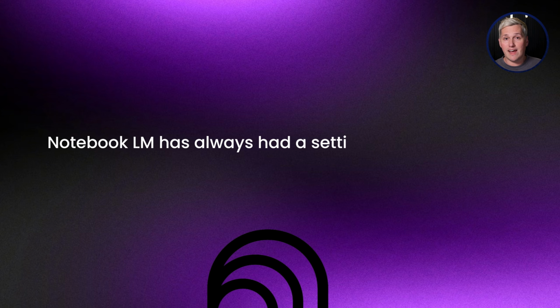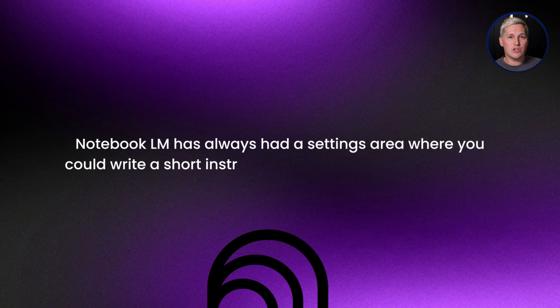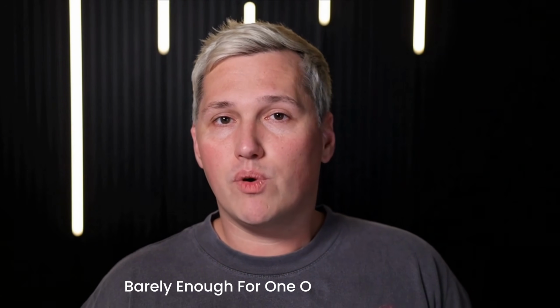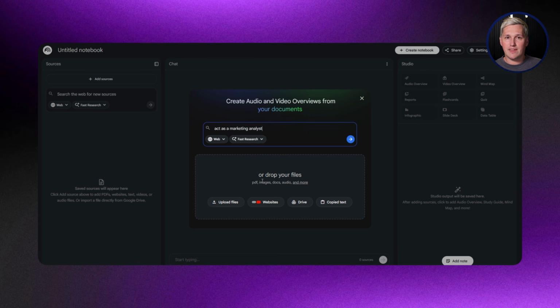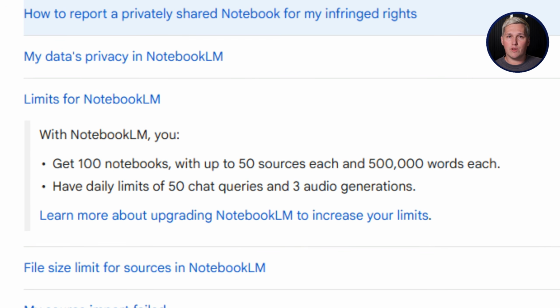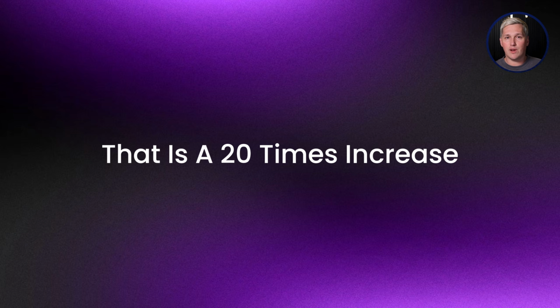NotebookLM has always had a settings area where you could write a short instruction telling the AI how to behave. The old version gave you a tiny character limit, barely enough for 1 or 2 sentences. You could say something like act as a marketing analyst, and that was roughly it. Google just expanded that instruction field from 500 characters all the way up to 10,000. That is a 20 times increase, and this single change is the one that unlocks the specialist stack method entirely.